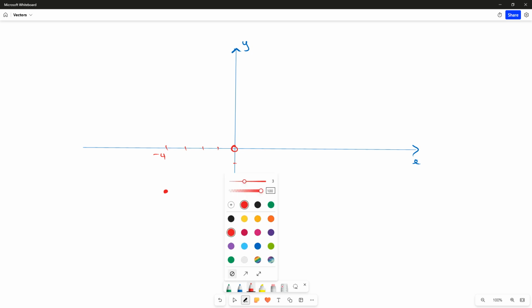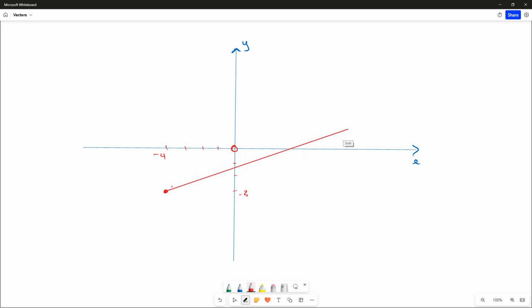And I travel on the vector from here to this point over here, which is 1, 2, 3, 4, 5, 6, and 1. And so that coordinate will be 6 and 1. And this coordinate will be -4 and -3, putting x first and y.